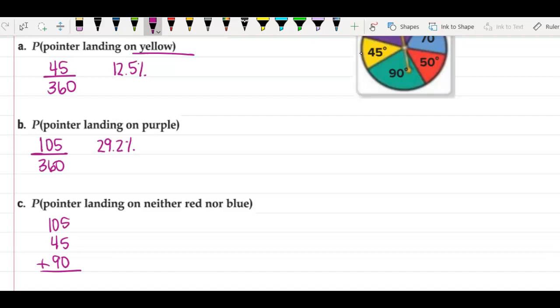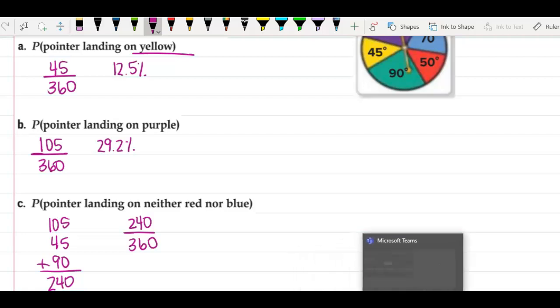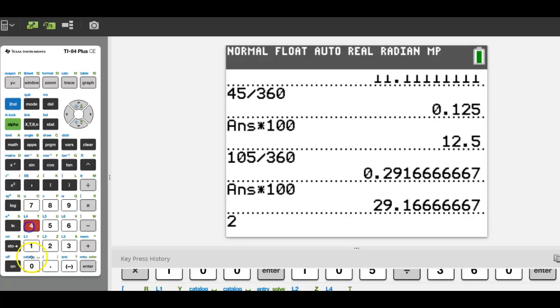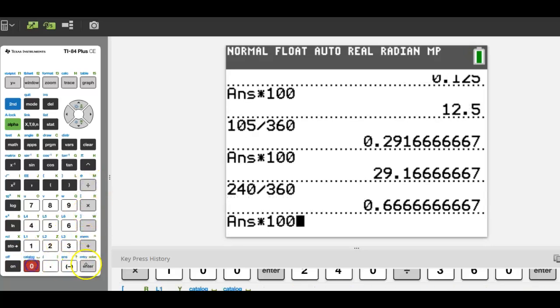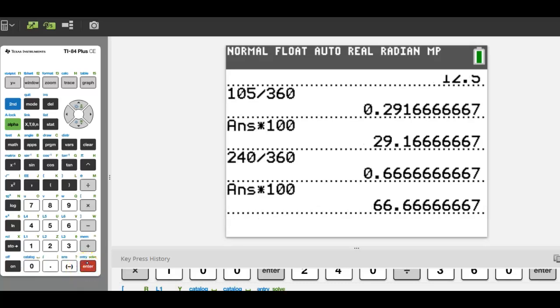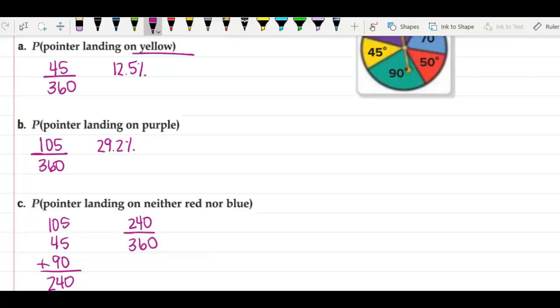I'm going to type that in my calculator. It is 240. So really, we're just worried about 240 degrees out of the 360, which I should know what that is off the top of my head, but we're just going to check. It's 2/3, so it's 66.7%. And that is it for step 32.